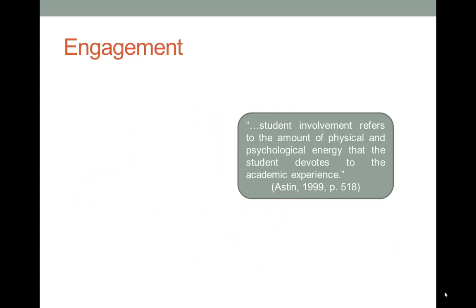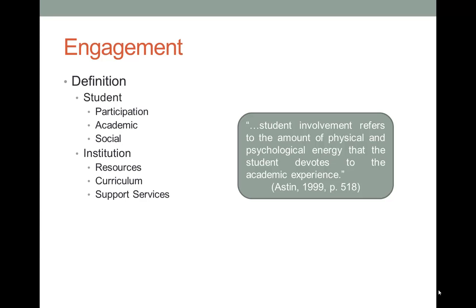So where does this lead us for engagement? Well, first of all, if we go back to Astin, student involvement refers to the amount of physical and psychological energy that the student devotes to the academic experience. All right? So as we've talked about, it's about the student wanting to be involved both physically and putting forth the psychological energy. Now let's take this a step further and look at it from two perspectives. The first piece is the student, and that involves their participation, both in the academic and social systems, that needs to happen for a student to become engaged. If they're not participating in these two systems, there's not going to be a level of engagement.